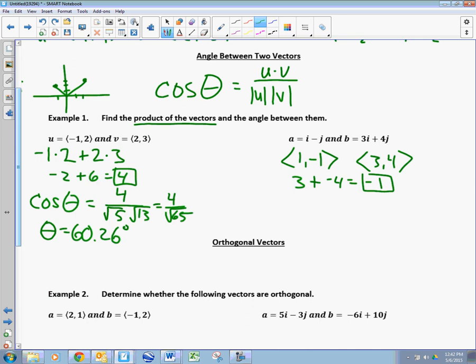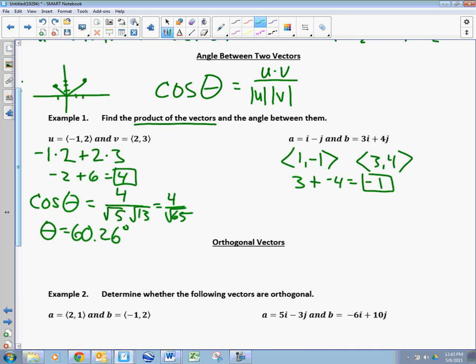Okay, so that's what I have. 60.26 degrees. Now, I have a question for you. Is this acute or obtuse? It's acute. How would cosine know if it was obtuse? It would be a negative value, right? Is cosine positive or negative in the second quadrant? It's negative. And the second quadrant is where we got angles from 90 to 180, so obtuse. So if it was negative, you come up with an obtuse angle.